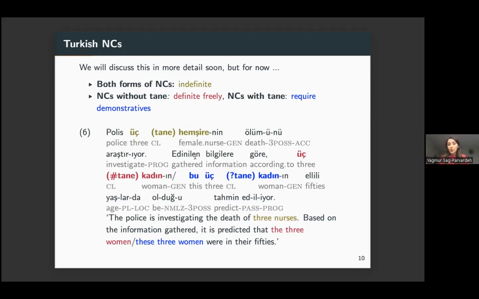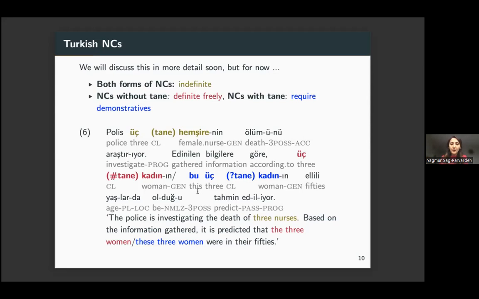But of course, the best way to convey this interpretation is to use a demonstrative, as in bu 3 tane kadının 50'li yaşlarda olduğu tahmin ediliyor, or bu 3 kadının 50'li yaşlarda olduğu tahmin ediliyor. But here, tane, despite being slightly dispreferred, is all of a sudden fine. So what I'm trying to tell you is that a numeral construction in the absence of tane seems to be able to have this anaphoric definite interpretation, being able to refer to a previously introduced discourse entity. While when we have tane, we can only do that with a demonstrative. Without a demonstrative, they are indefinite, in a sense. So they force a different set of women interpretation in the second sentence.